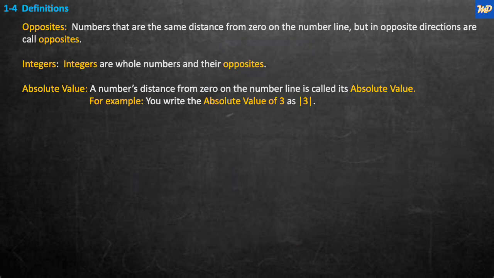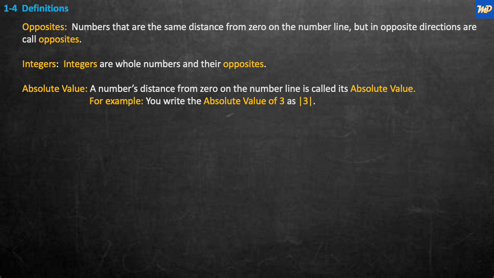So before we get started, I'd like to go over a couple definitions. Opposites. Numbers that are the same distance from zero on the number line, but in opposite directions, are called opposites. Integers. Integers are whole numbers and their opposites.